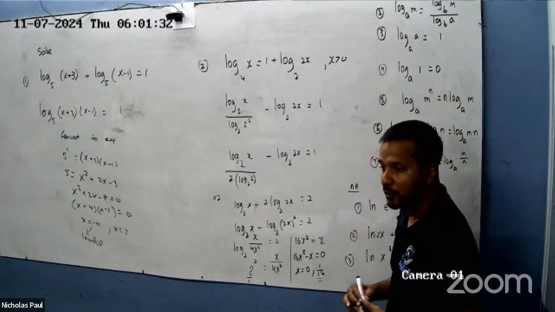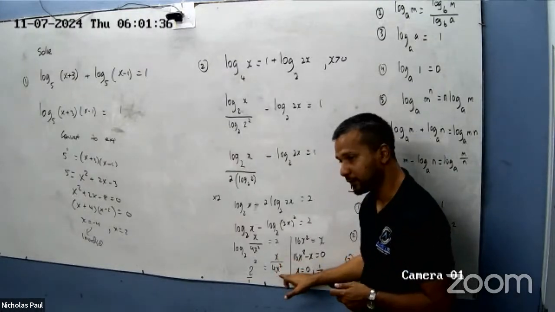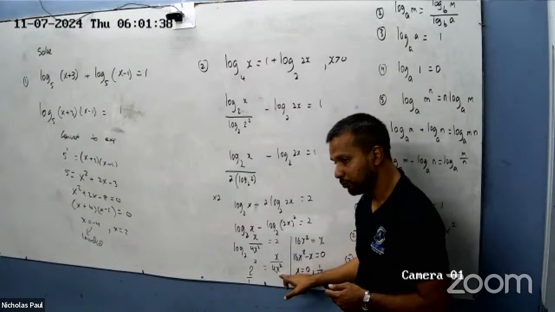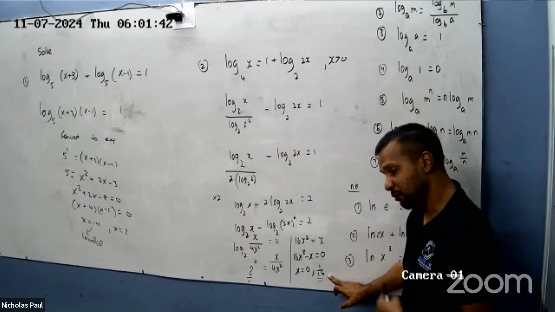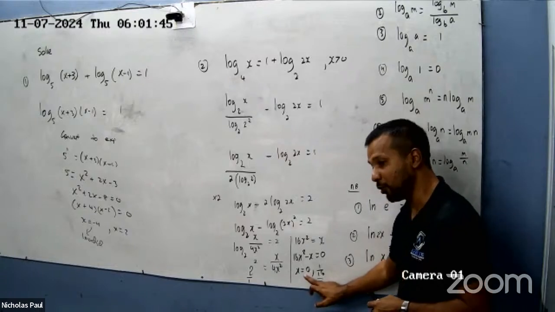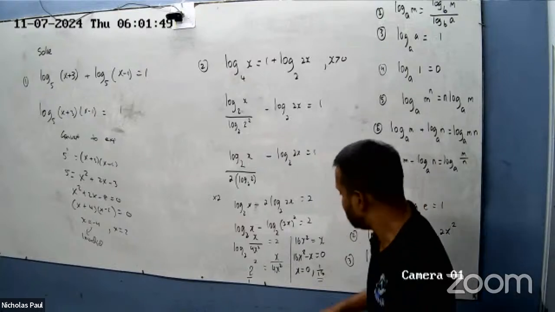If you cancel the x here and you get 1 on 4x, you would have only gotten this solution. But if in a question you needed this solution, you would have lost it. That's now. Any questions here?